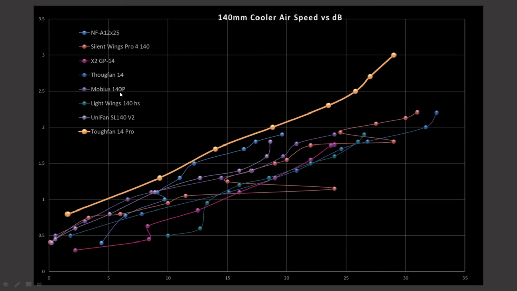Well, I should say the original Toughfan14 at one data point comes close to touching it, and then it's lower than it. So, I mean, it's no contest. It's set a new standard in fans, and I haven't done any longevity testing.